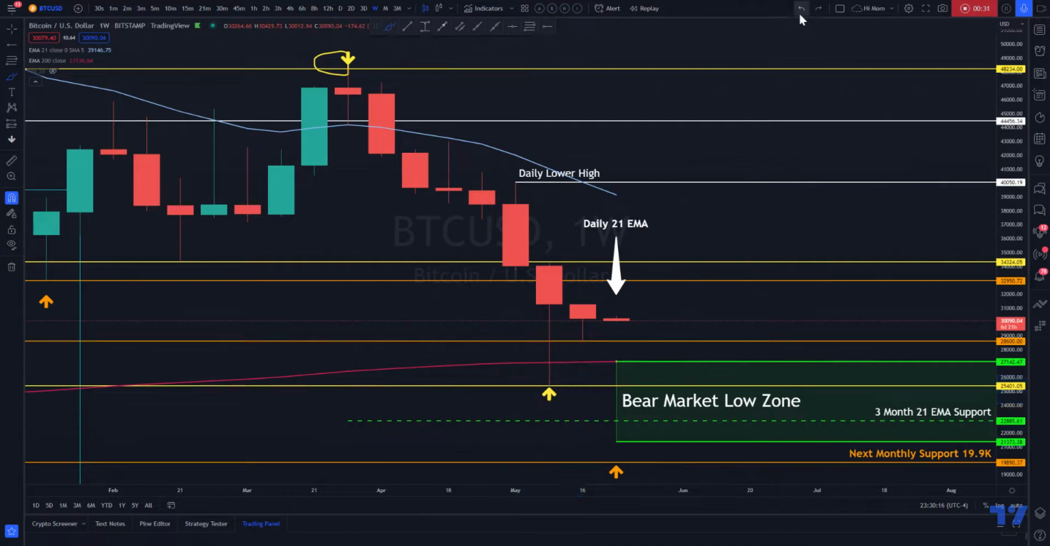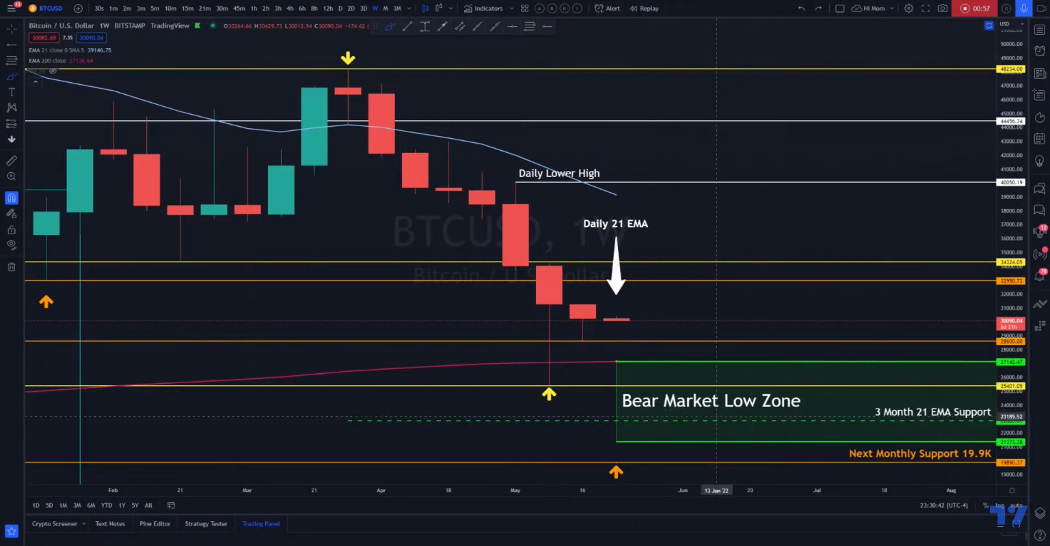Now, what's important to note on the weekly time frame is our bear market low zone here, which is between the weekly 200 period exponential moving average down to the weekly 300 period exponential moving average. Don't trust me. Take a look for yourself on the Bitstamp chart. Every bear market low in the 13-year history of Bitcoin has been between the weekly 200 period EMA and the weekly 300 period exponential moving average, right?